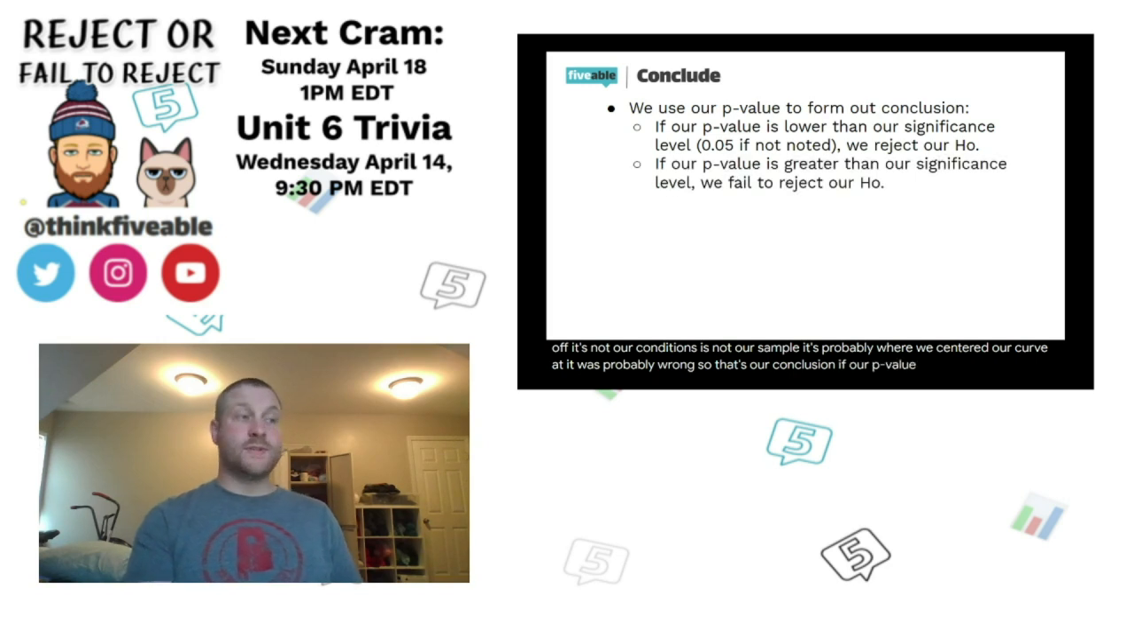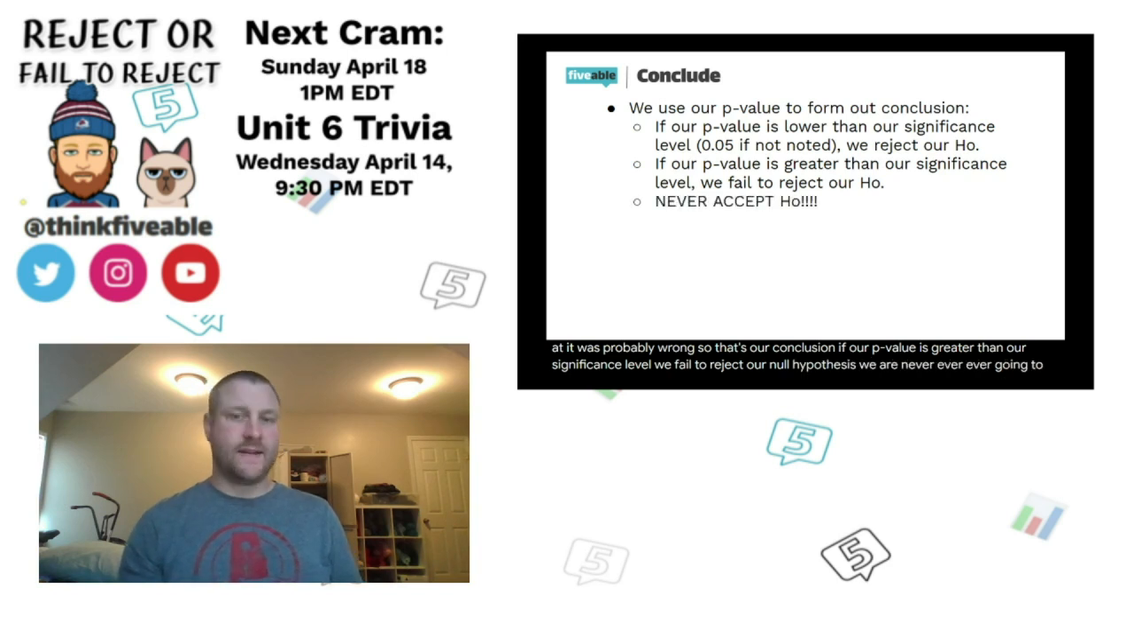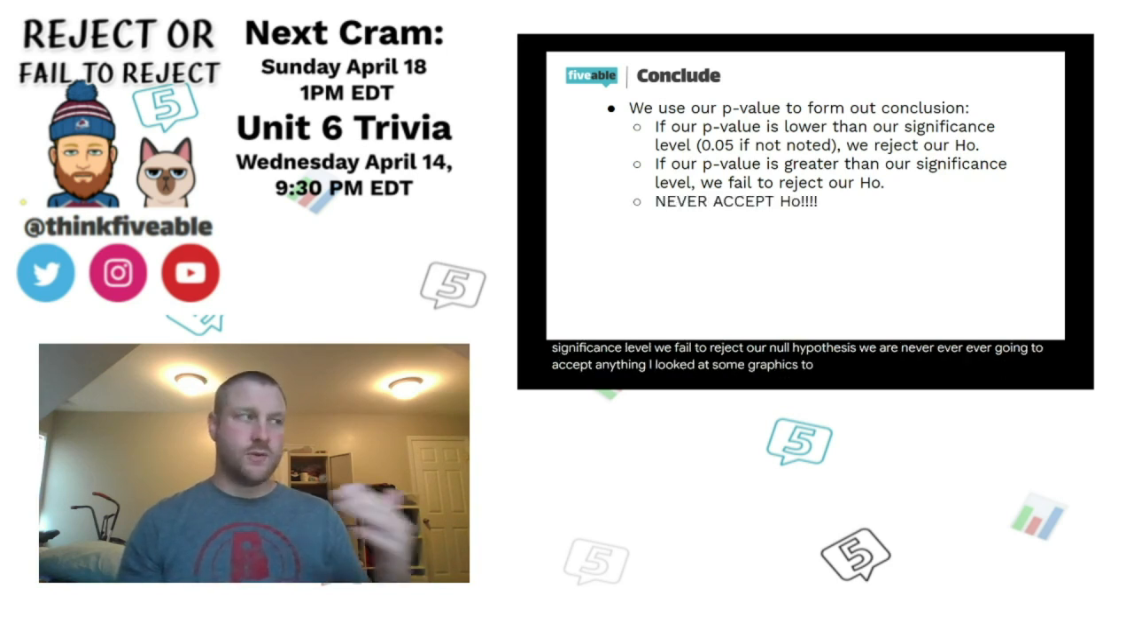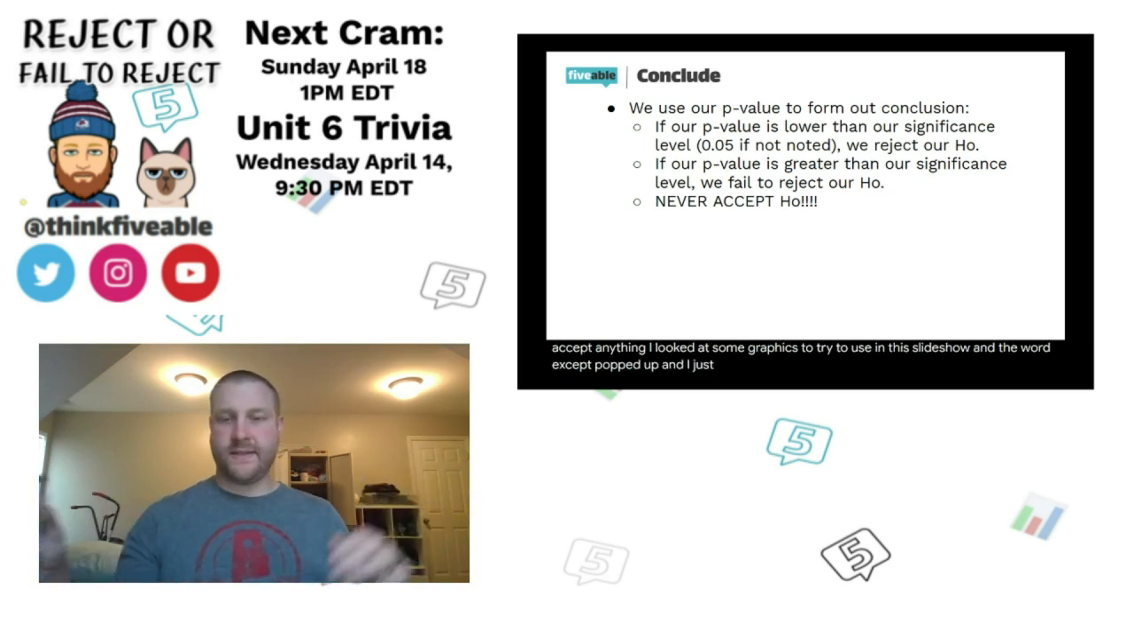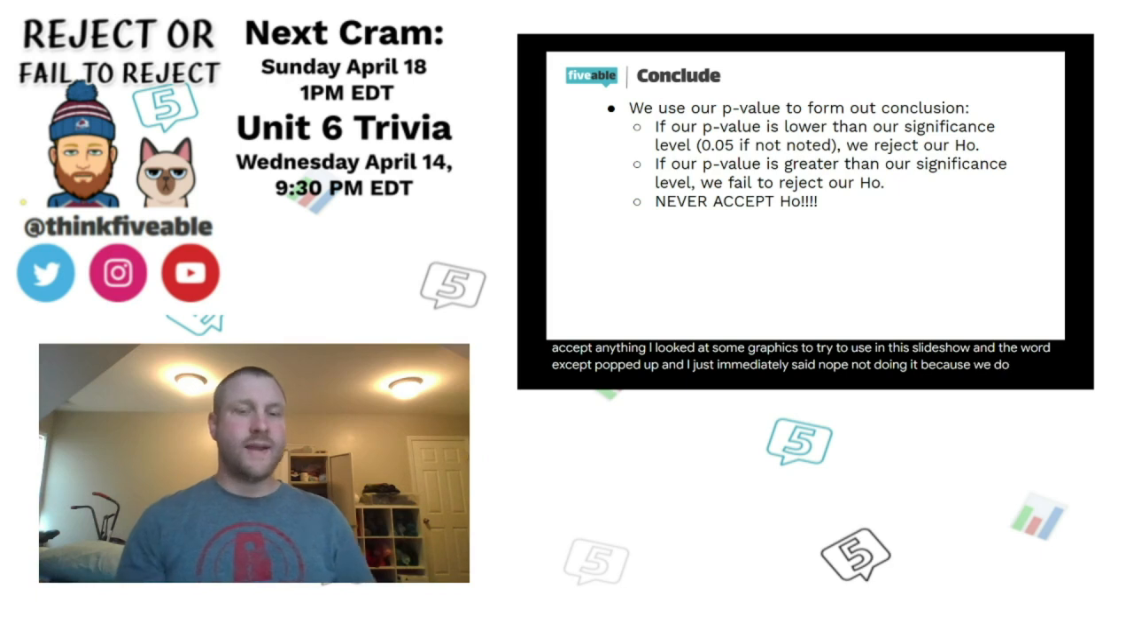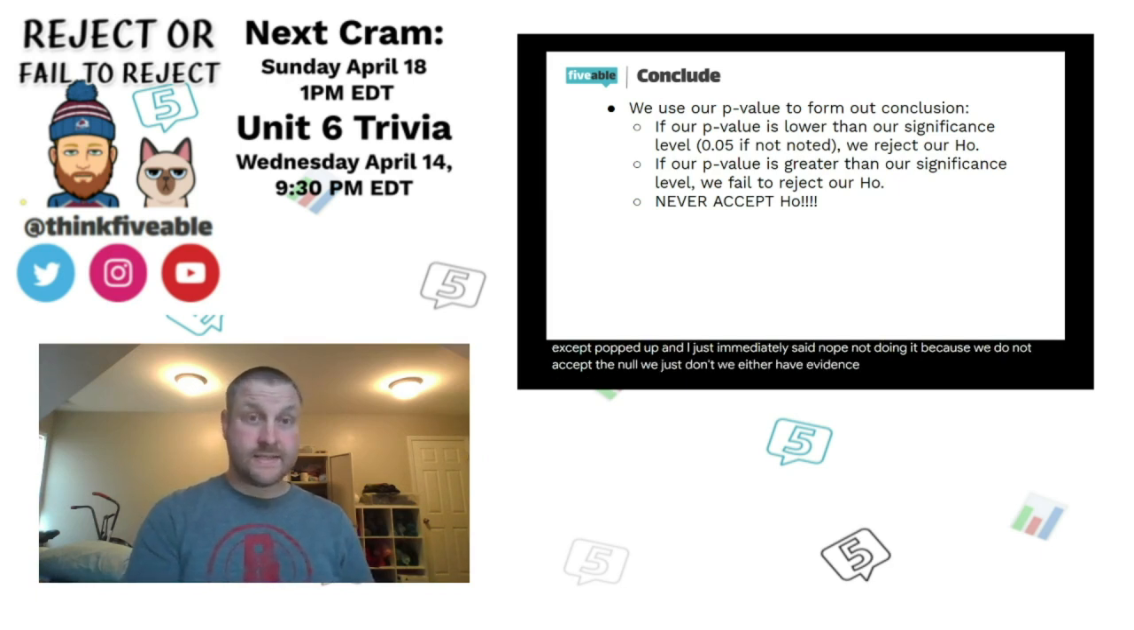If our p-value is greater than our significance level, we fail to reject our null hypothesis. We are never, ever, ever going to accept anything. I looked at some graphics to try to use in this slideshow, and the word accept popped up, and I just immediately said, nope, not doing it, because we do not accept the null. We either have evidence against it, so we reject it, or we don't have enough evidence against it to reject it, so we're just going to kind of stand neutral on it, all right? We don't know that it's false, but we also don't know that it's true. We're just going to kind of stay put.